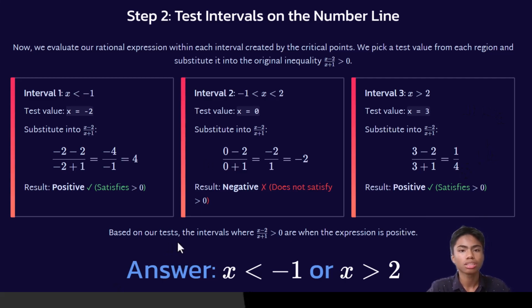Based on our test, the intervals where x minus 2 over x plus 1 is greater than 0 are when the expression is positive. So the answer is x is less than negative 1 or x is greater than 2.